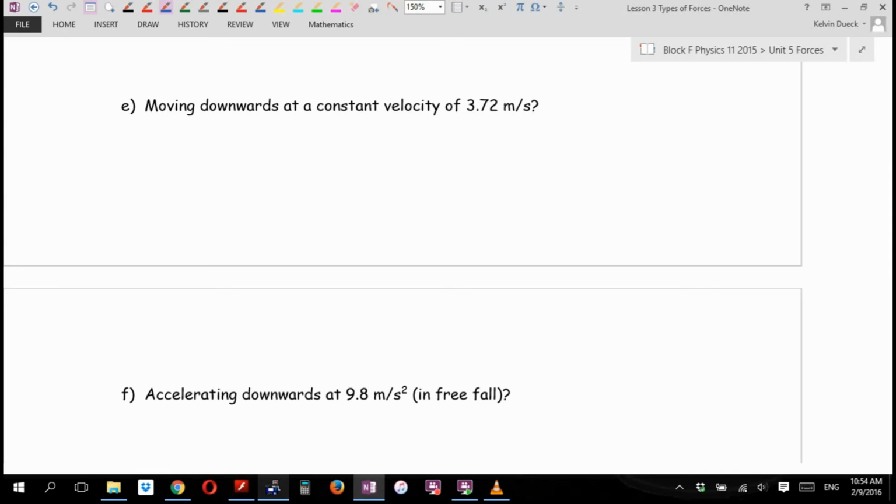What does E want me to find? The scale reading. What does it really want me to find, Courtney? When I say scale reading, what am I really asking you to find? Nice and loud and proud, people. Okay. This is a job for a free body diagram. What are the forces acting on this person, Courtney?